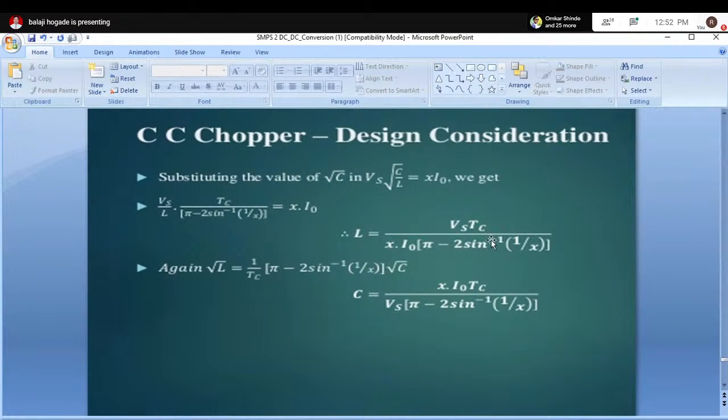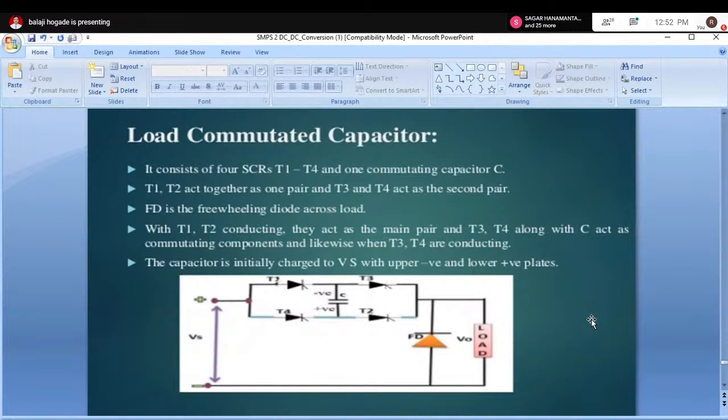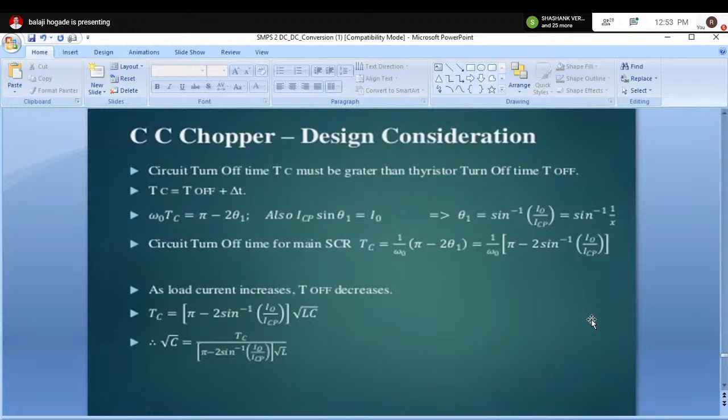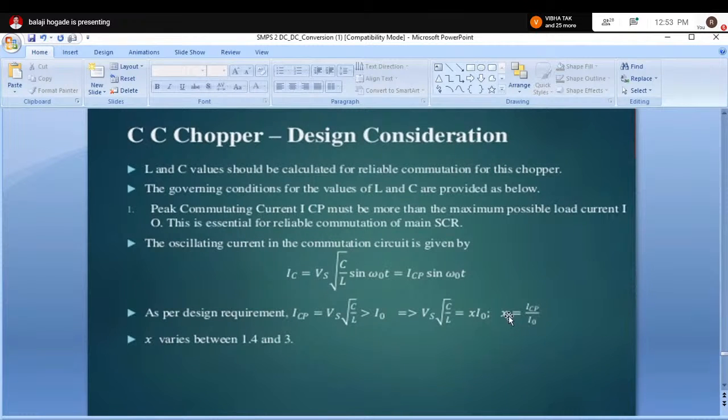I0 will be given, IC will be given, so you can find out the x. IC peak should be given, the maximum current which will be flowing through the capacitor, that should be known to find out the value of x. You can find out the value of x from this IC peak, the capacitor peak current, and the load current. From this you can get the factor x.